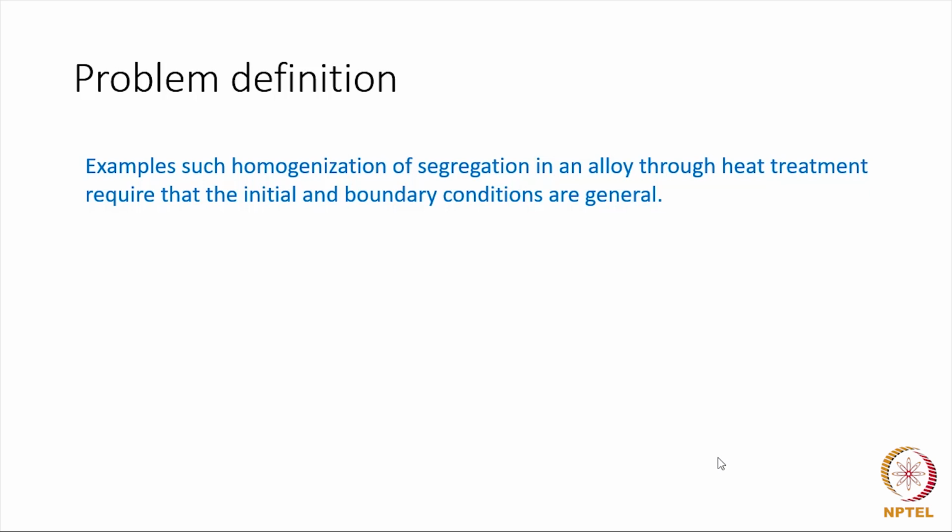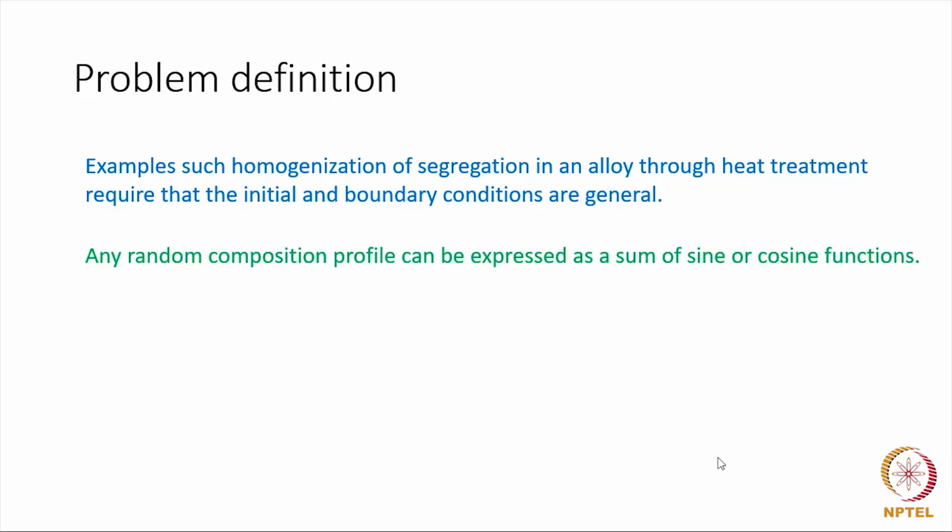During homogenization of a segregated alloy, maybe because it is additively printed or it is solidified, and therefore between the dendrite arms there is a segregation, or because of any other process you have some segregation profile in the alloy, and normally we undergo heat treatment to ensure that this particular segregation is flattened out. And so we have a scenario where the initial and boundary conditions are very general, so they're not elegant and simple as we have in other cases.